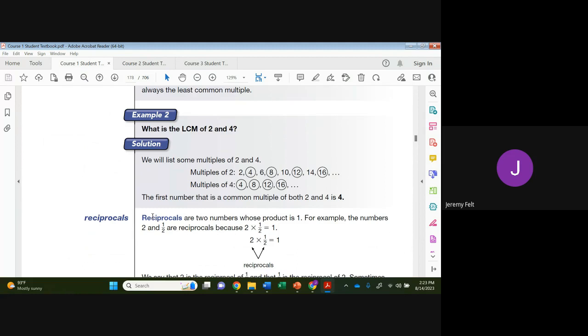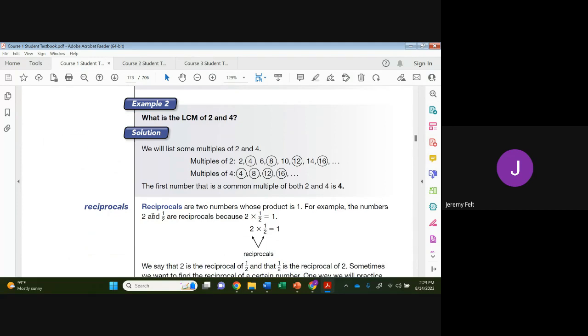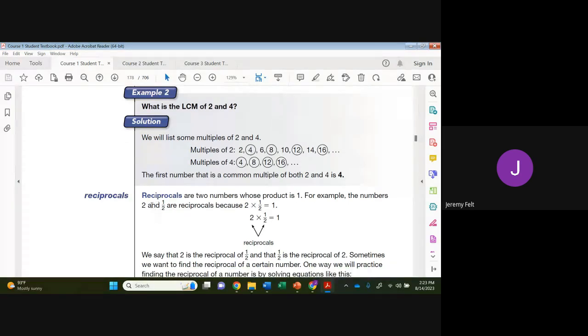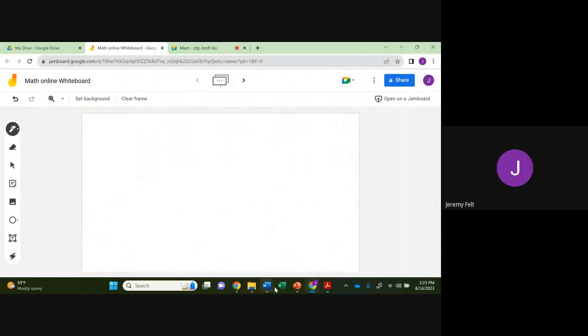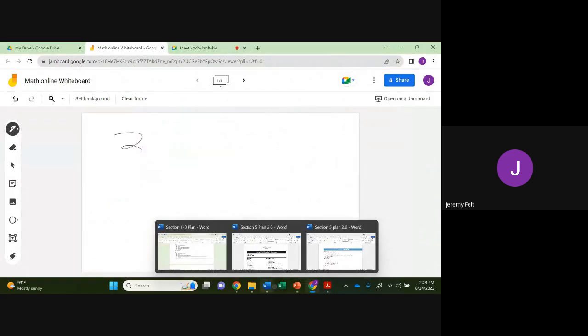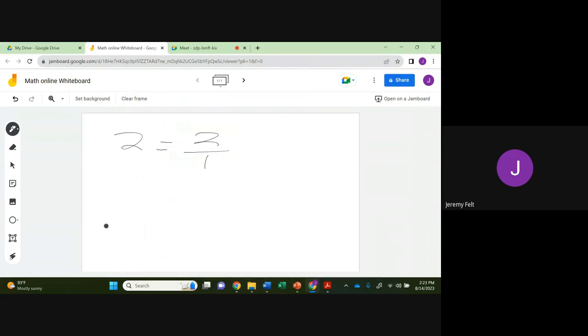And the easiest way to explain it: if we have 2/3, the reciprocal of that is 3/2. 2 over 3, we flip it and it becomes 3 over 2. Or if we have 2, the reciprocal of 2, well, 2 we can also write as 2 over 1. And then the reciprocal of that, we just flip. So 1 goes up top, 2 goes into the denominator. So the reciprocal of 2 is 1/2.